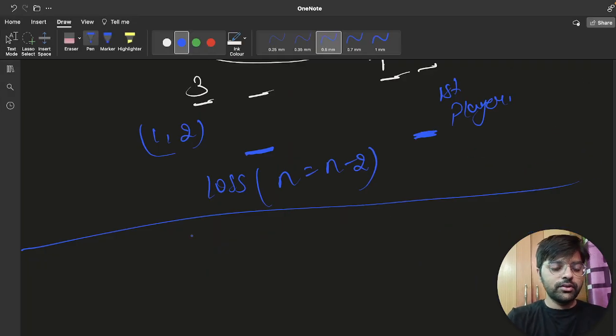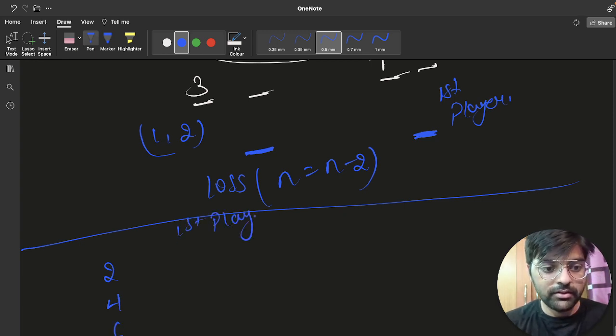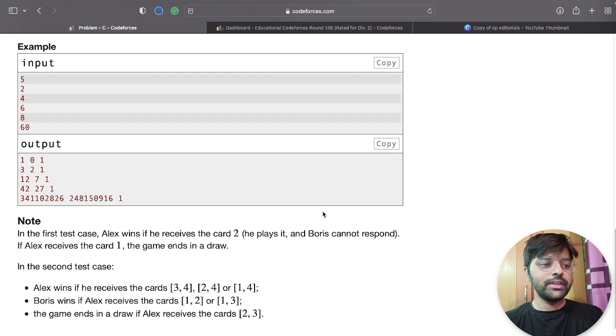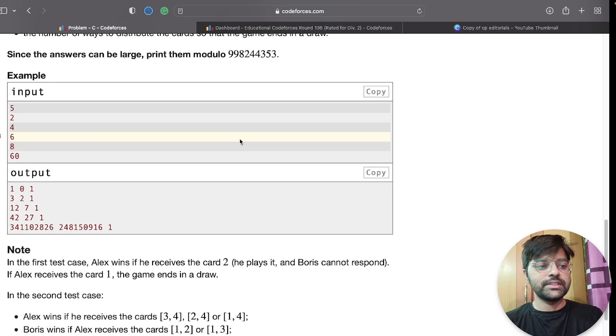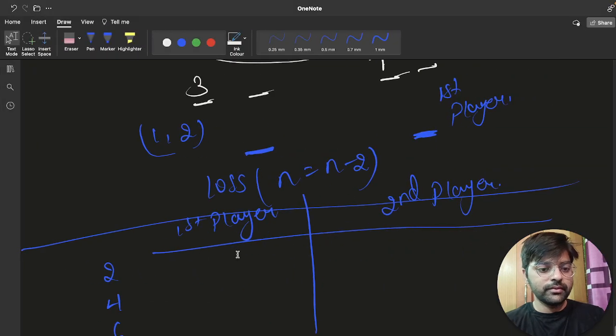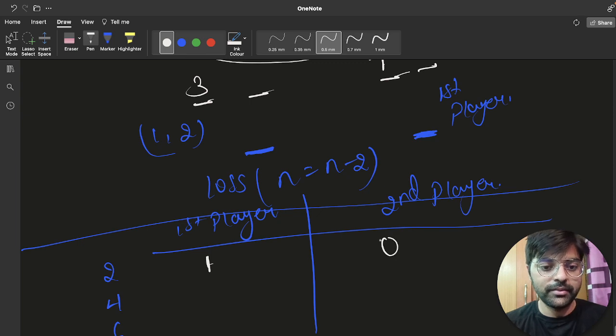I think that you have got the logic. So 2 4 6 8, and this is the first player and this is the second player, right? Draw will always be 1. You can see 2 4 6 8, and the first player has won 1 time and 0 times the second player has won. So if the second player has won, it means the first player has lost.